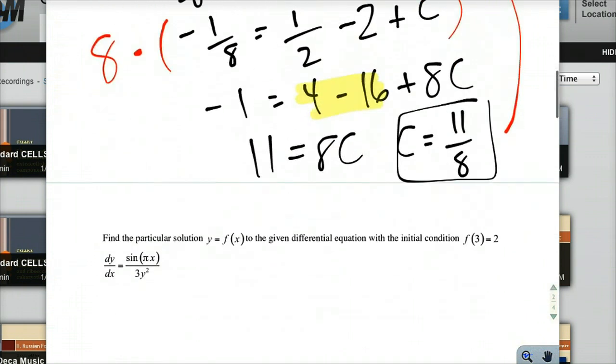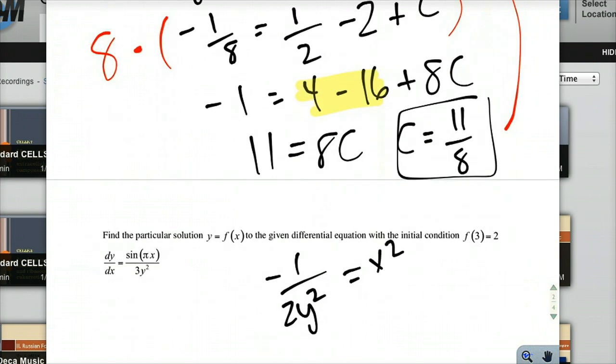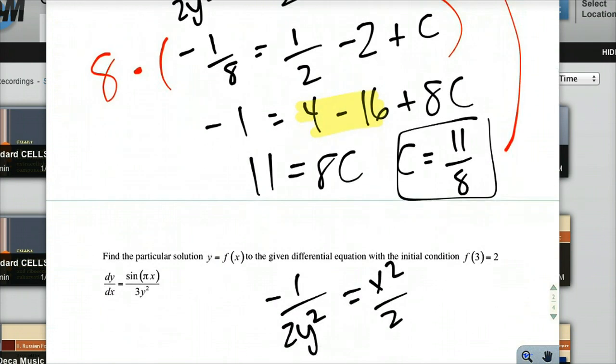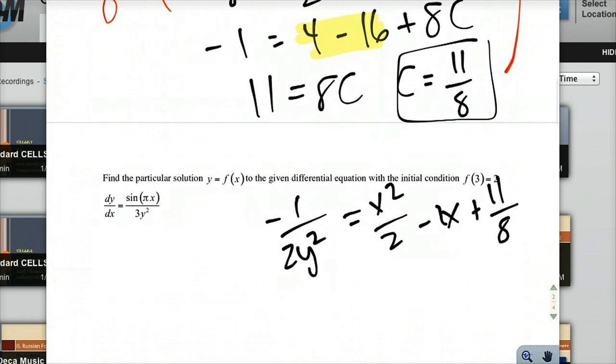So I'm going to write -1 over 2y squared equals x squared over 2 minus 2x plus 11 over 8. The reason why we're not done yet is because to find the solution, I'm going to use the instructions for the second problem, I need to put it in the format y equals, and this is not in the format y equals yet.